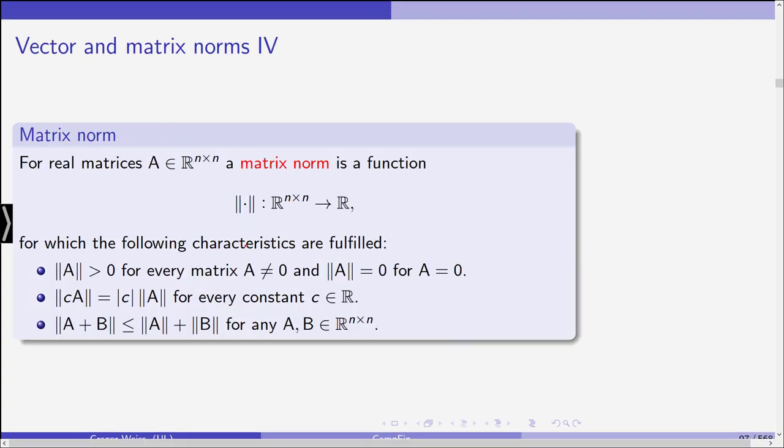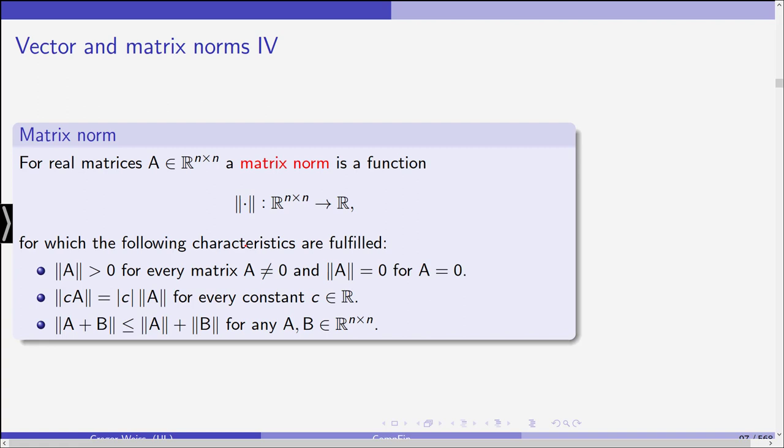Okay, and now we still need a matrix norm. We are looking at real matrices A. They have to be quadratic. It only works for quadratic matrices. And a matrix norm is a function on the set of all real quadratic matrices for which we have the following characteristics. Again, it has to be larger than zero for any matrix that's not the zero matrix.